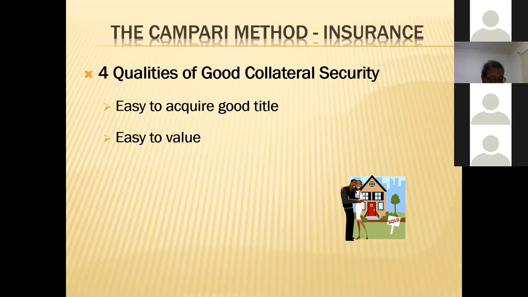And of course, in terms of easy to value, you want to know that it's also marketable. So not any and every stock, bond, share, because there are some that are publicly traded in our local money and capital markets. But some of them, the values haven't moved for ages. Okay, so you would want to watch out for that.